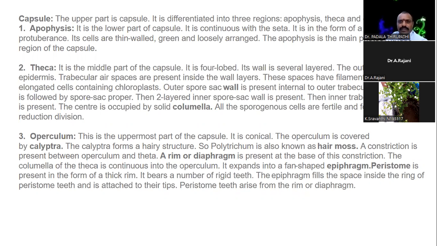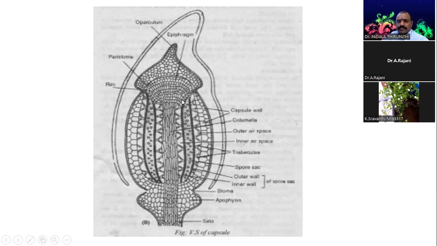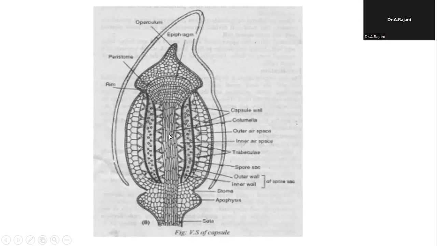Continue, right, sir. So this is the capsule, the third region of the polytrichum, which is a very important part, because this is the region where the spores are going to be developed, and these spores, upon germination, help in developing into a new plant.